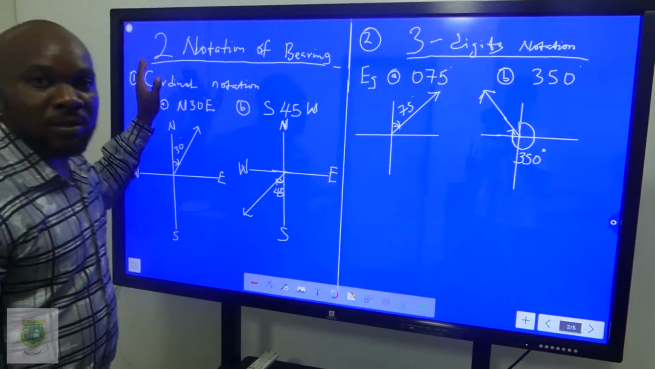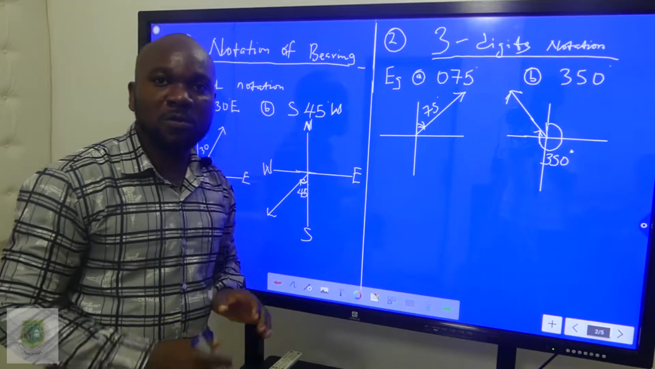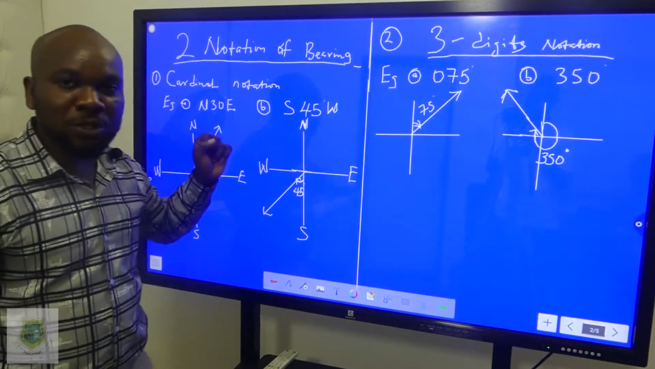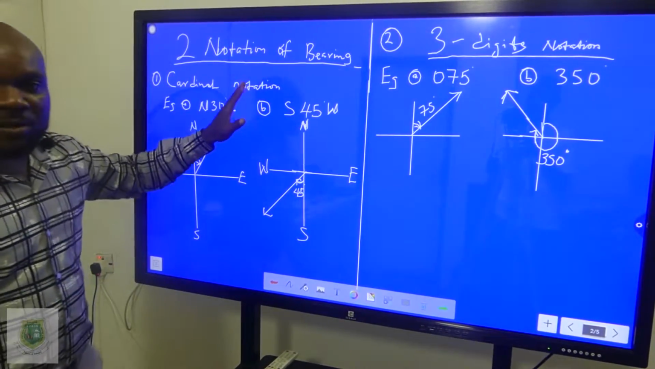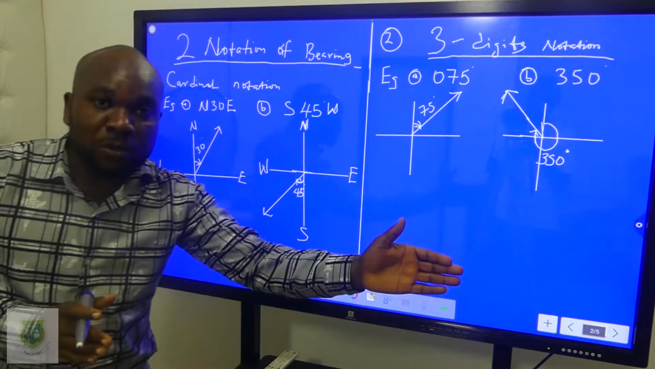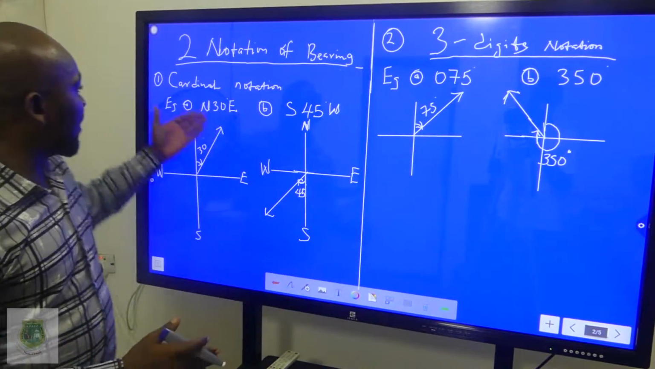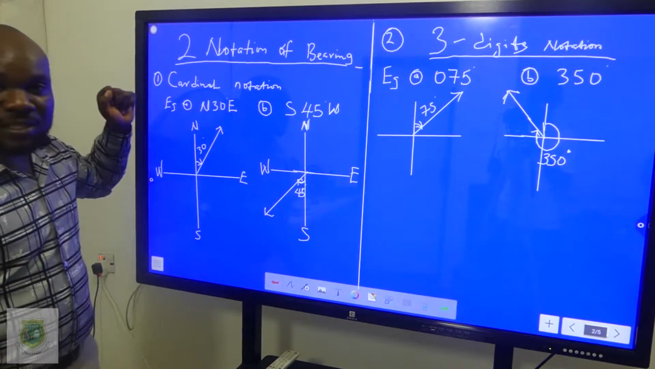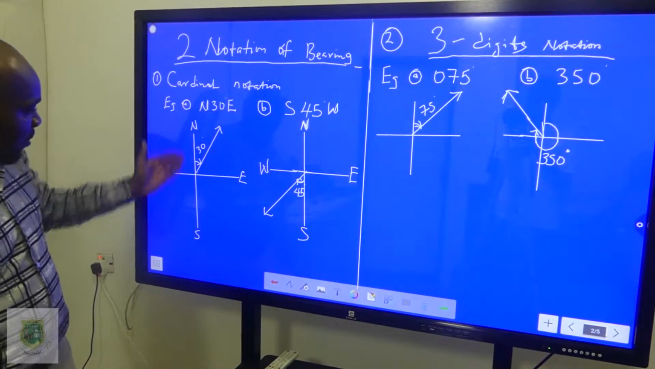Look at this one. These are the 2 notations of bearing. One is cardinal notation. In cardinal notation, they will give you direction, like the example on the board: north 30 degrees east, and south 45 degrees west. Look at the illustration here.